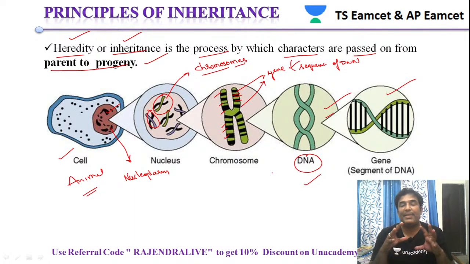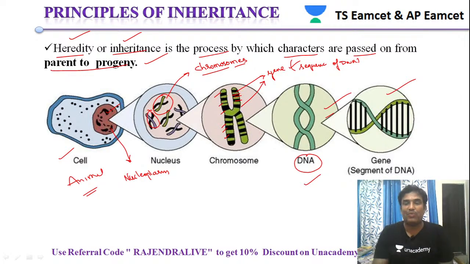So in a cell, we have a nucleus. Inside the nucleus we have a fluid-like substance called nucleoplasm. Inside that nucleoplasm we have these chromosomes, and on the chromosomes we have DNA. On the DNA, we have genes.